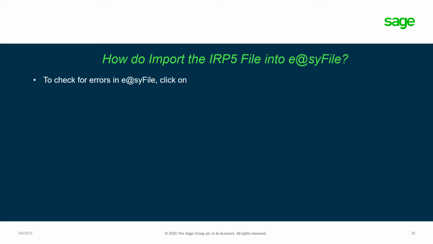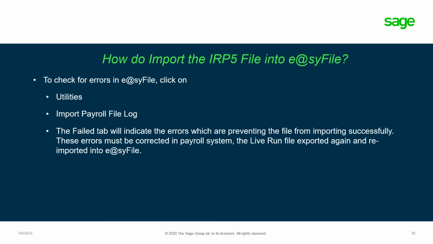To check for errors in EasyFile, click on Utilities, Import Payroll File Log. The Fail tab will indicate the errors which are preventing the file from importing successfully. These errors must be corrected in the payroll system. A live run file is exported again and re-imported into EasyFile. The Warnings tab will indicate items that might cause penalties.